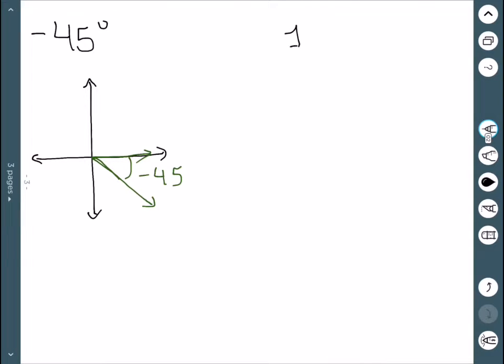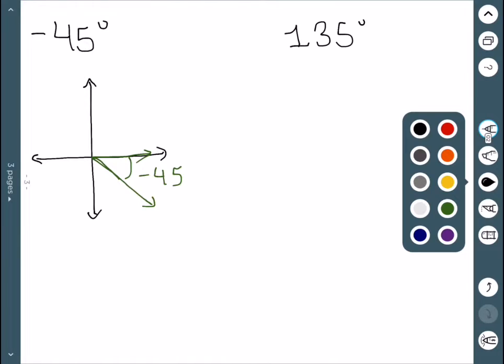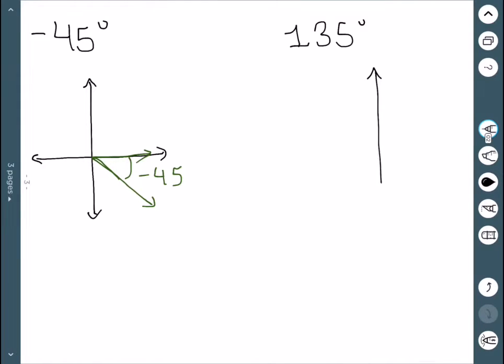Next, we'll look at 135 degrees. And once again, we'll have our coordinate system and start still on the x-axis. We know that if I go straight up from here, that's 90 degrees. And to get to 135, I need an extra 45 degrees. So we have this angle here as 135 degrees.